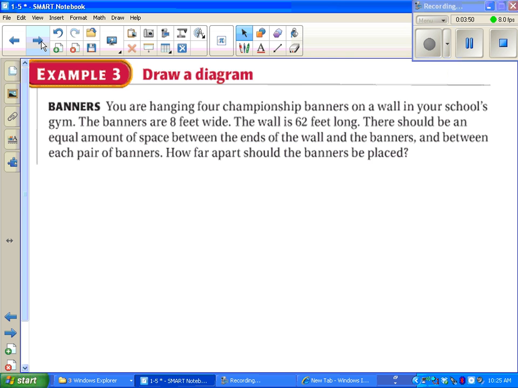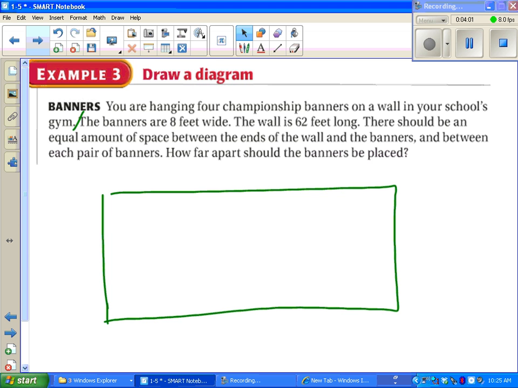Example 3, you're hanging 4 championship banners on a wall in your school's gym. For me, the first thing I'll do right then is draw a big rectangle to represent the wall of my school's gym. Just helps me visualize what's going on. The banners are 8 feet wide. So I know my banners are 8 feet wide each, and I know I have 4 of those. The wall itself is 62 feet long. I can put that in my picture.